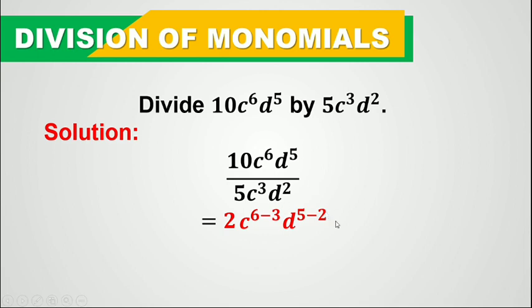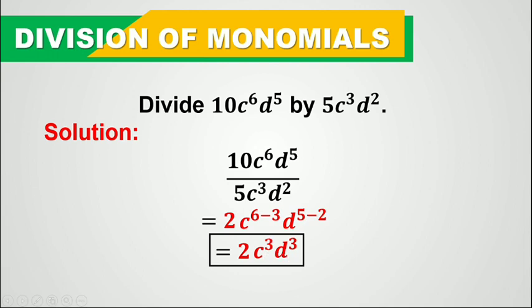Again, that's basically the rules when you're going to divide variables. That's what the laws of exponents are all about. And then let's simplify them. Copy 2. 6 minus 3, that's 3, so c cubed. And then d, 5 minus 2, that's 3 also, so d cubed. Therefore, the answer for this particular problem is 2c³d³.